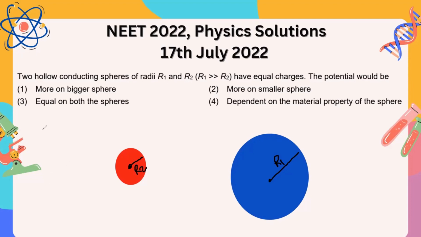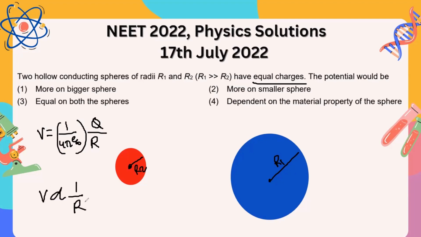The potential is given by 1/4 pi epsilon naught, that is k we also call, and then q, the charge on the sphere, upon the radius, right? So if the charges are the same, you can see that the potential is inversely proportional to the radius, right? This is inversely proportional to the radius. So the larger sphere will have smaller potential, right? And obviously we are talking about magnitude, right?